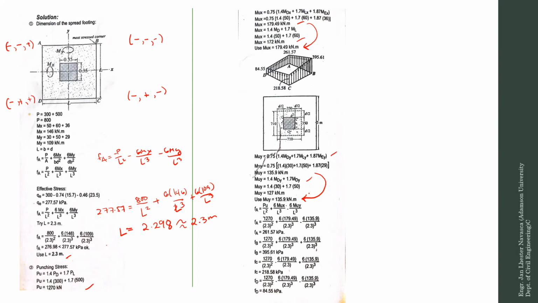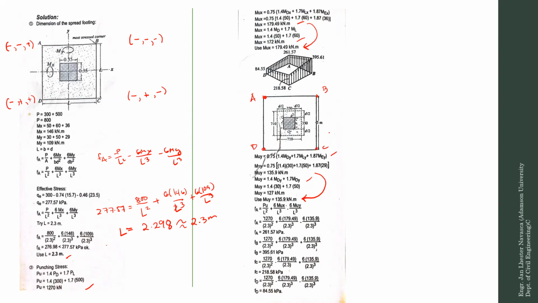Okay, then let us solve for the values. Okay, so ito yung point A. So according to ito yung point A, ito yung point B. This one is the point B, and this one is the point C.